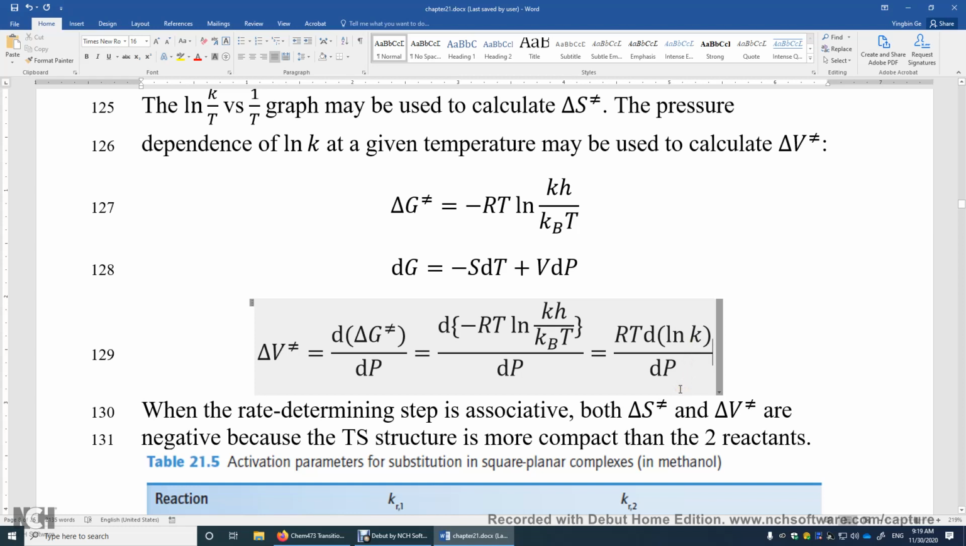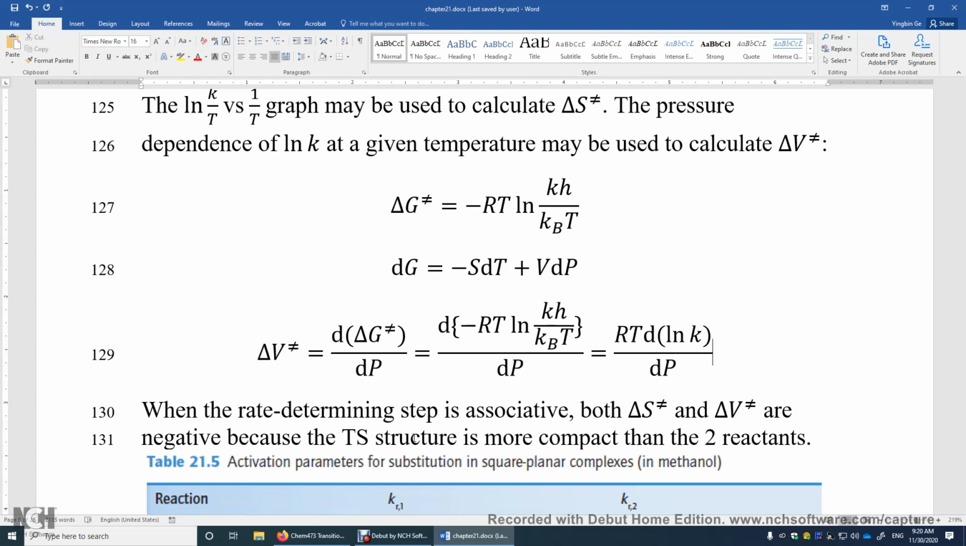That's it. Now, qualitatively, if the rate limiting step is associative, and we're focused on the rate limiting step, right? If you have a sequential mechanism, one step is much slower than the other. The really slow step is the rate limiting step. If that's associative, then both delta S double dagger and delta V double dagger will be negative, because the transition state structure is more compact than the two reactants. This is an association reaction between two reactants: the transition metal complex is one reactant, and the entering ligand is another. So the transition state is a combination of these two, and that will cause the entropy decrease and volume decrease.